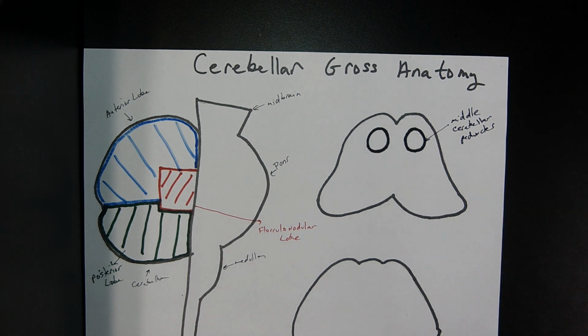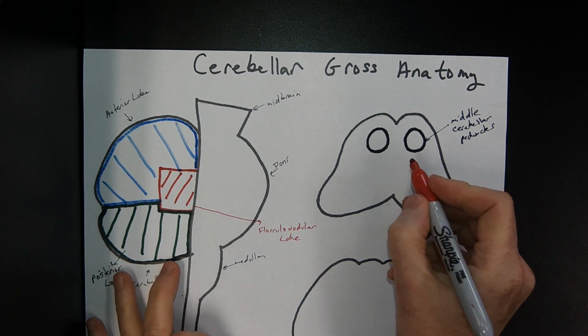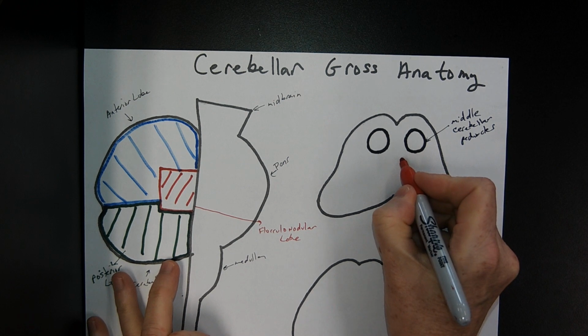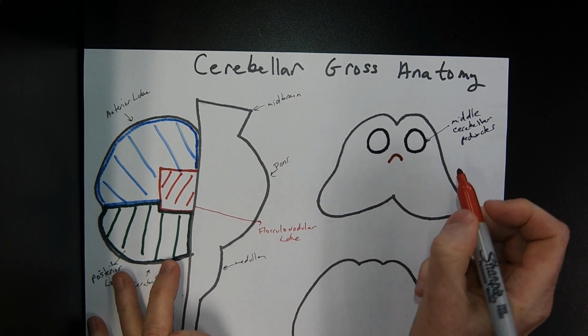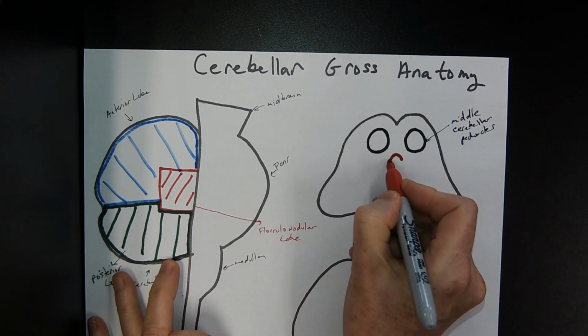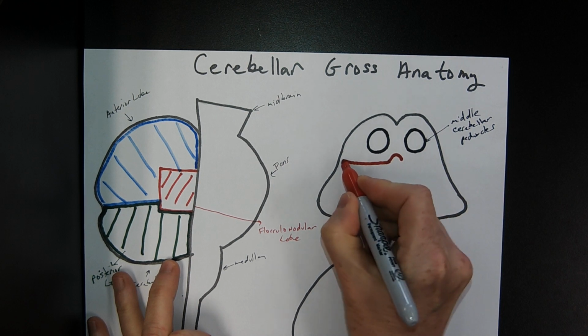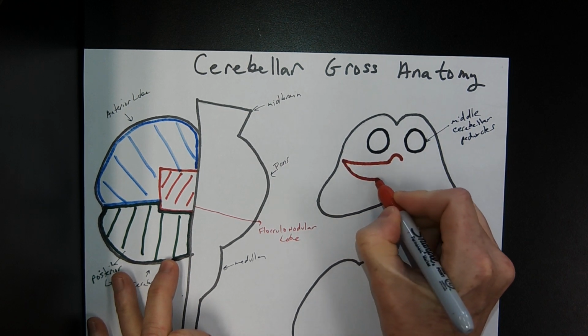We're going to talk about those later and why they're so important. And then the other one. The other thing that we can see here is, like I said, we saw the flocculonodular lobe here. Now that we've removed the brainstem, we can go ahead and draw that in and take a look at it.